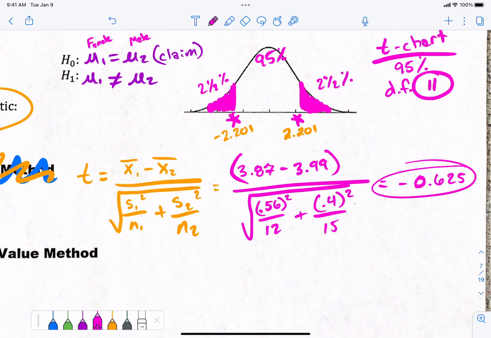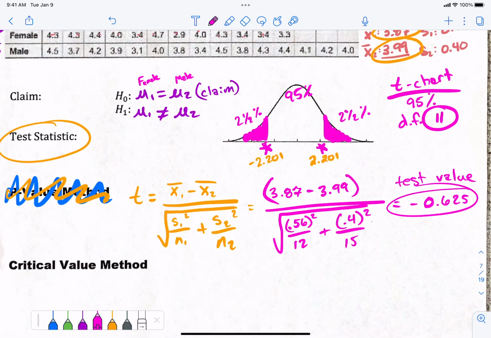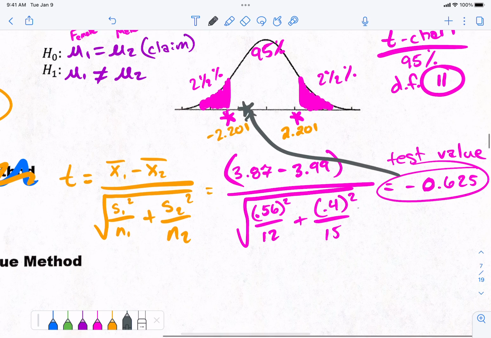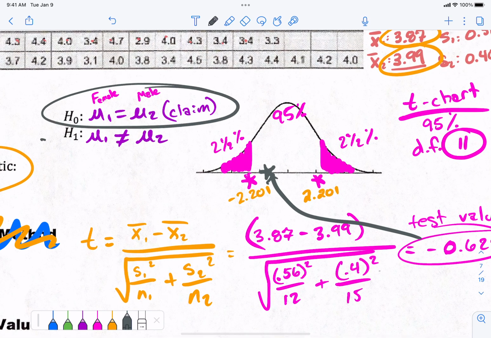So our T value, our test value, this is our test value. Cross out the statistic, not the top. You cross out the bottom. Okay. So negative 0.625 is going to be right about there, which means it is equal to.